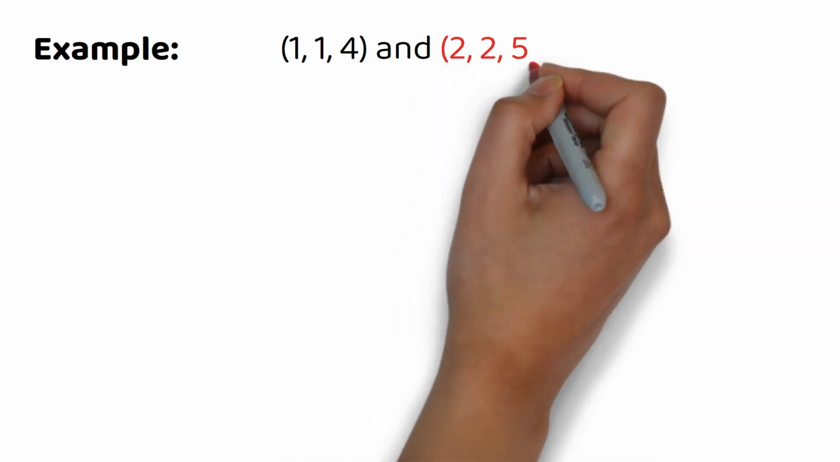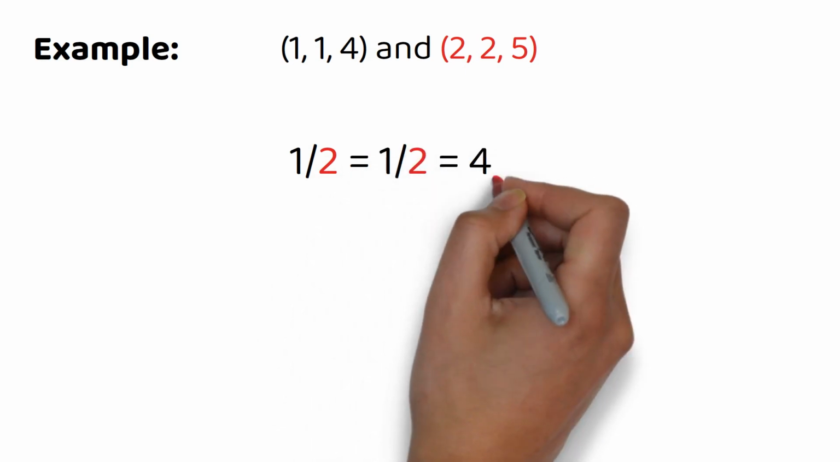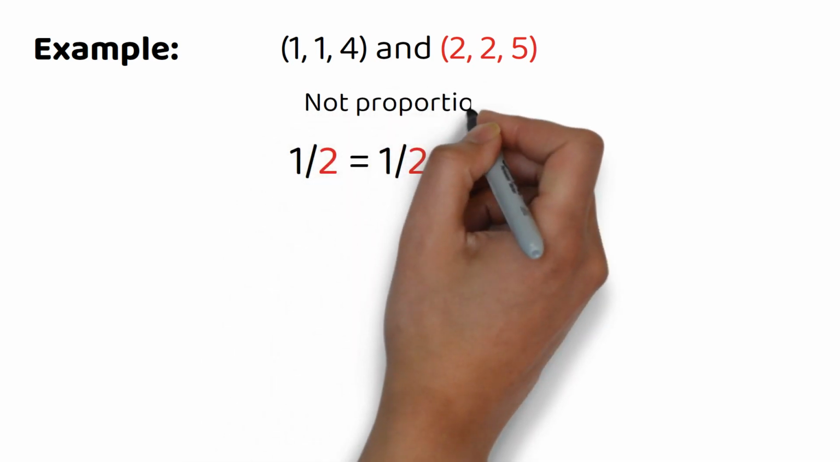Consider the triplets 1, 1, 4 and 2, 2, 5. They are not proportional. Let's check the corresponding fractions between them: 1 over 2 equals 1 over 2 equals 4 over 5. Clearly the first two fractions are equal, but the last one is not. Thus we see that the two triplets are not proportional.